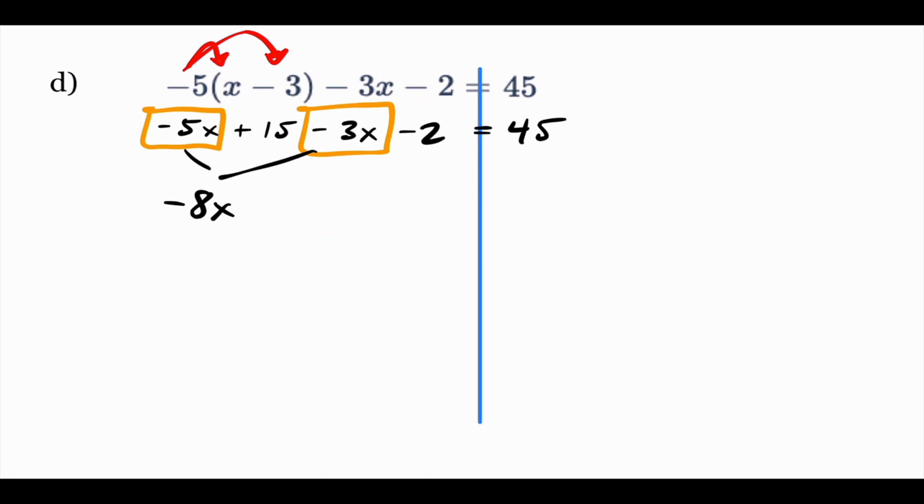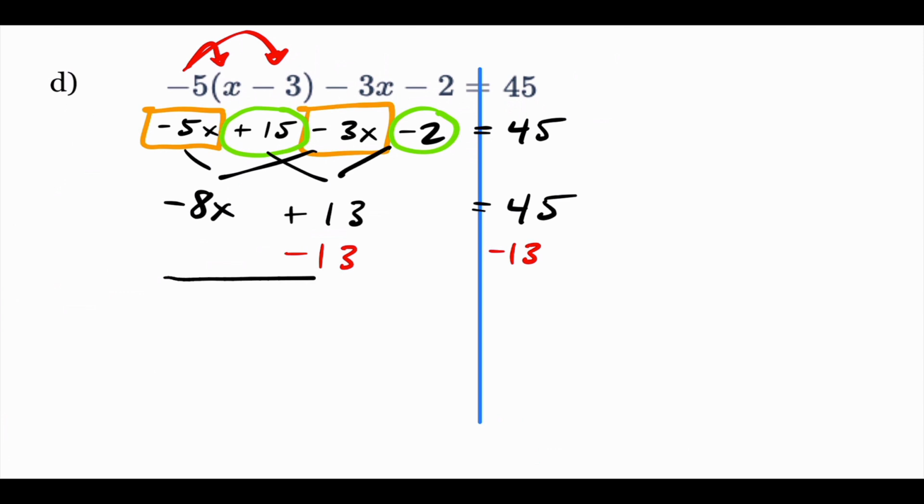And then I need to combine positive 15 and negative 2. Positive 13. Good. Didn't need to do the opposite because same side. But I've got the x's on the left side, that's the negative 8x, and I need to get 13 away from that. So I've got to do the opposite. Yep, subtract. Last step, divide by negative 8.